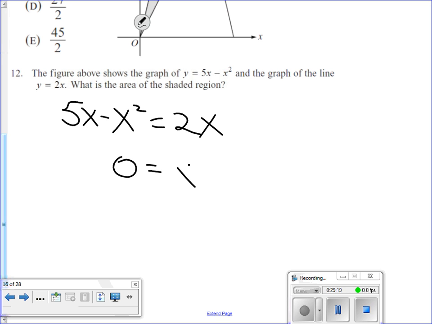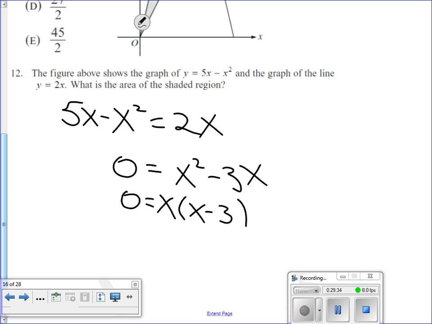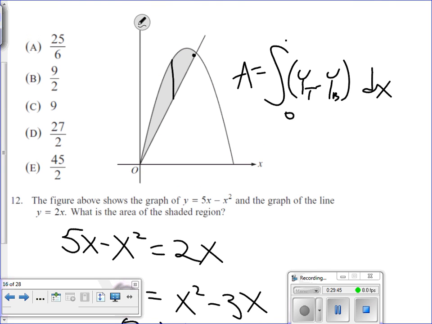We could add an x squared, subtract a 5x, and then we could factor, right? To solve any equation equal to 0, if you can factor, that's the way to go. So we find out they intersect when x is 0 and when x equals 3. Those are our limits of integration. Now, y top is the y on the parabola, which equals 5x minus x squared. So we're integrating from 0 to 3, 5x minus x squared minus y bottom. That's the y on the line, 2x.